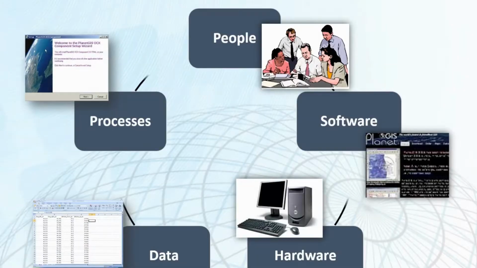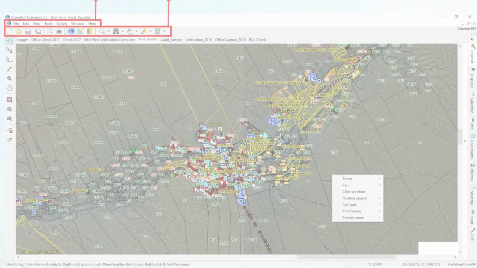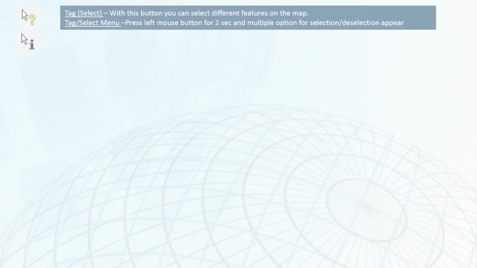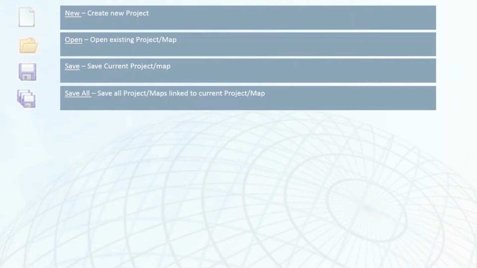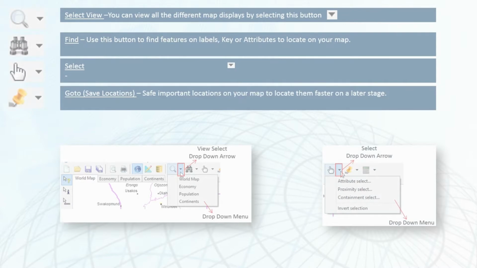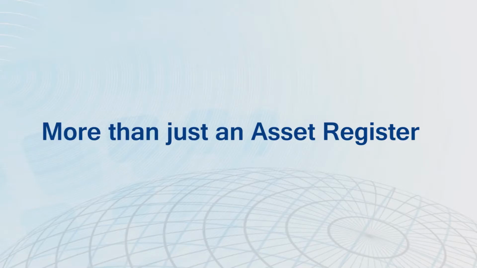By providing both practical and theoretical training programs, TGIS transfers skills and knowledge to our clients' personnel. This enables our clients to extract and interrogate the information that was recorded in Planet GIS, as well as to independently perform asset management and maintenance tasks.